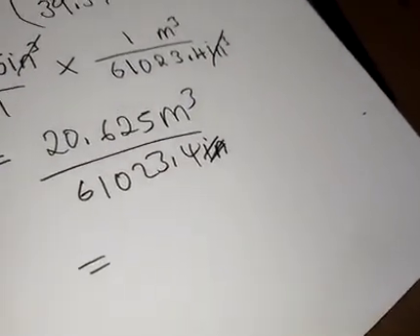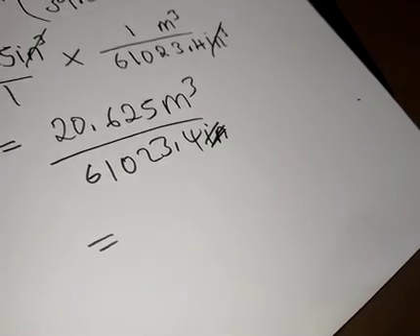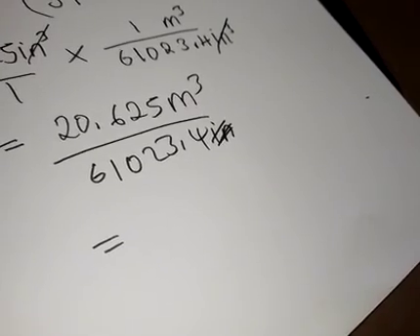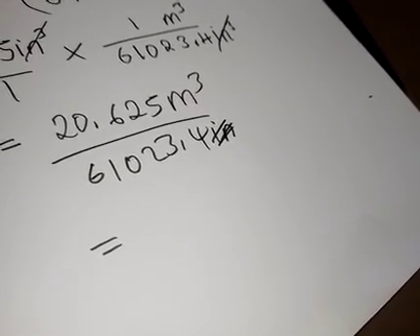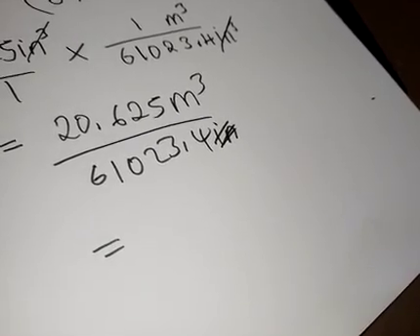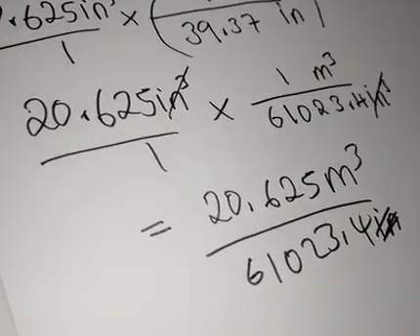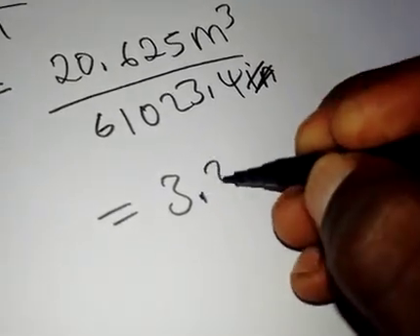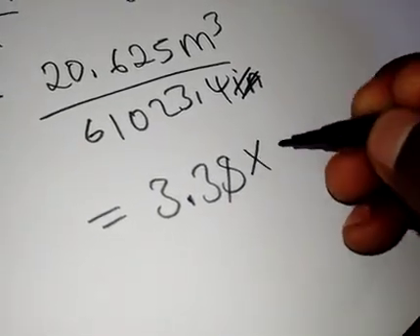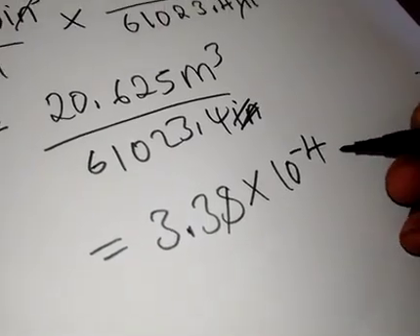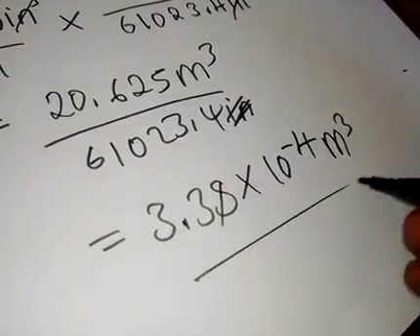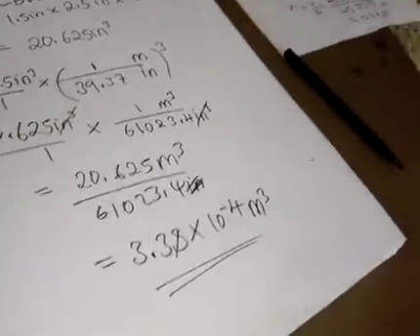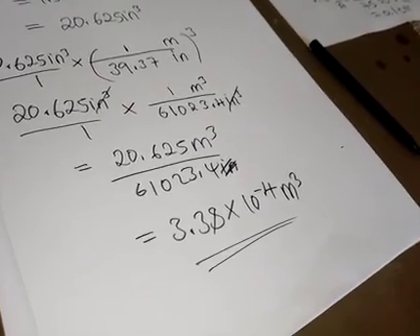So let me just divide. We have 20.625 divided by 61023.4. So I'm getting 3.38 times 10 to the power negative 4 cubic meters. Okay, that's it for this video. Thank you for watching. Hope you have understood.